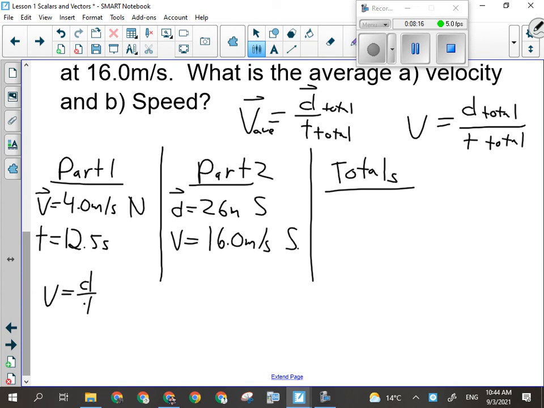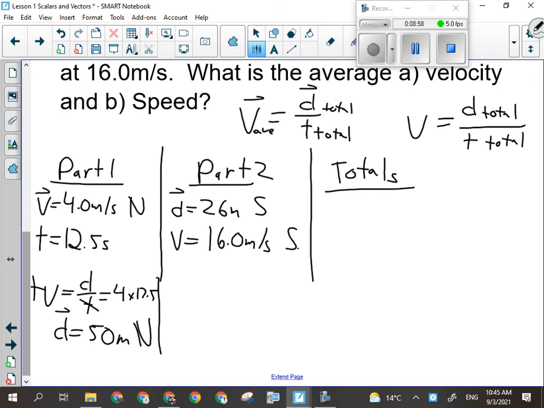So V equals D over T, we multiply both sides by T, and we're solving for D. All right, so we'll have 4 times 12.5, which is 50 meters north. Okay, how do I know it's north? Because that's the direction it said they were going. They're traveling at 4 meters per second north. My displacement's got to be north. So now I have the displacement and the time for part 1.